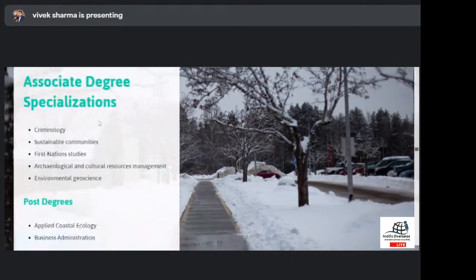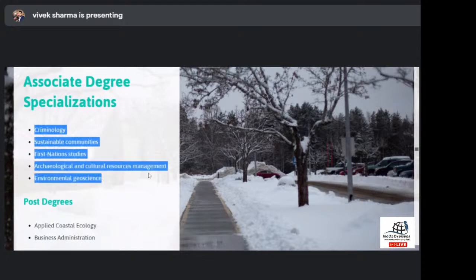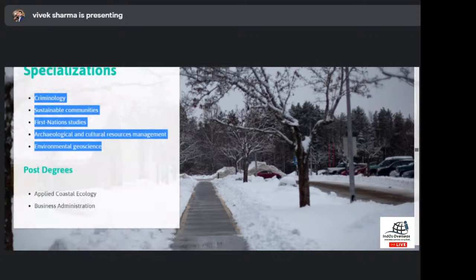Here are a few specialization programs like criminology, sustainable communities, archaeological and cultural resource management, and environmental geosciences. Post-degree programs, I have already mentioned to you, like applied coastal ecology and business administration.